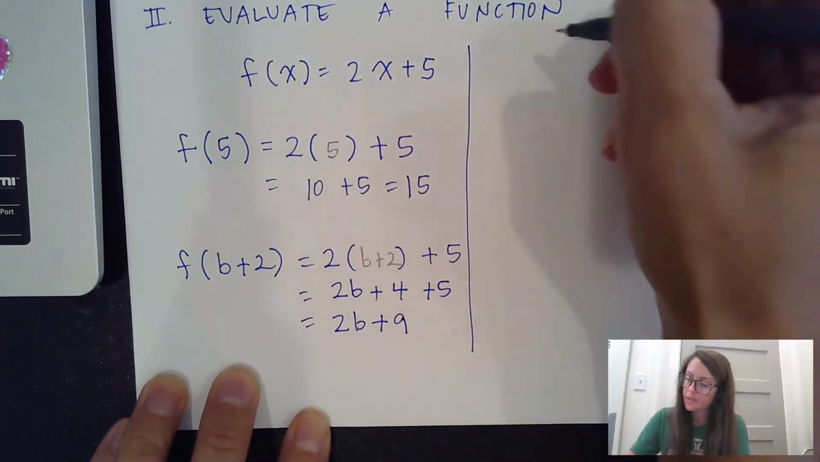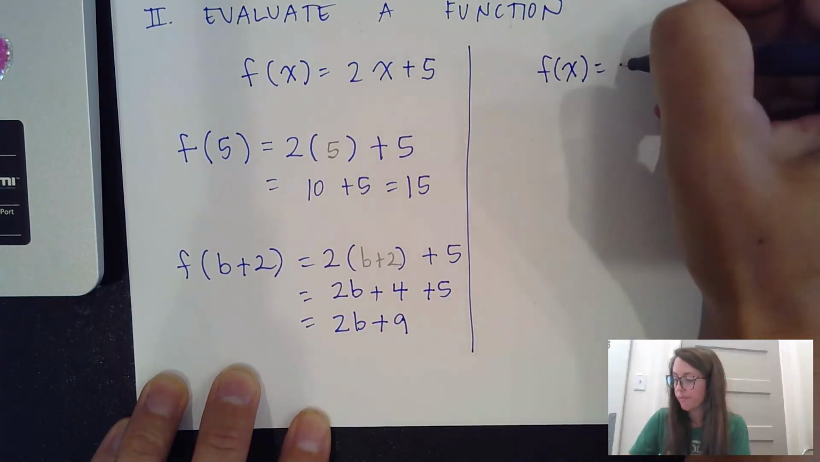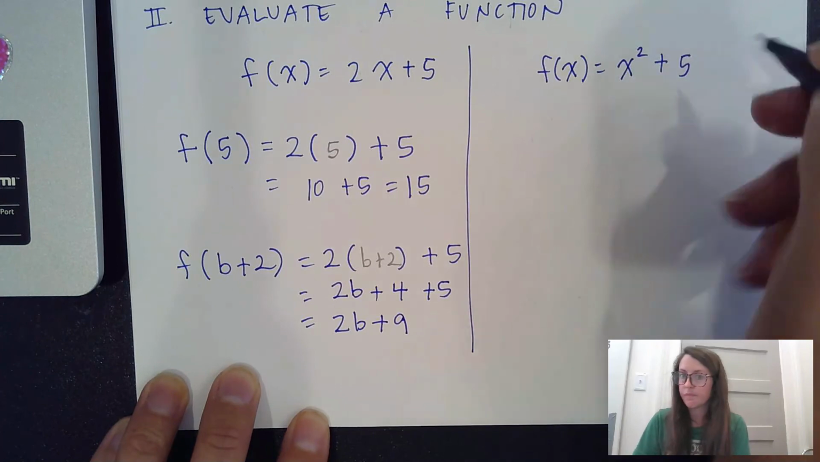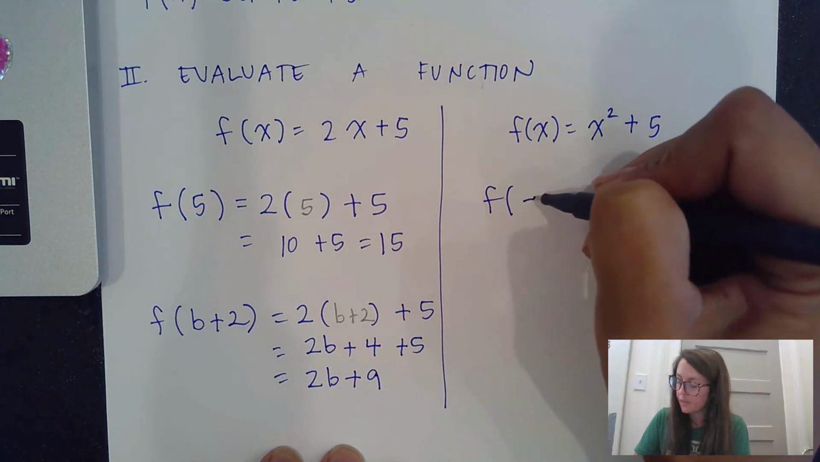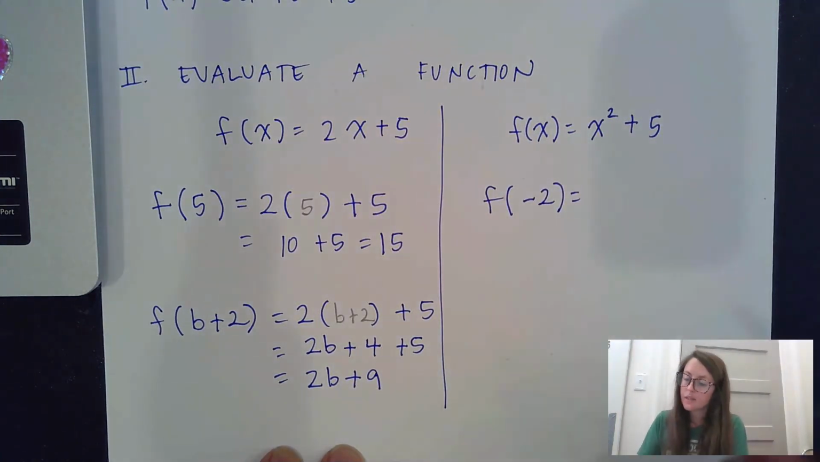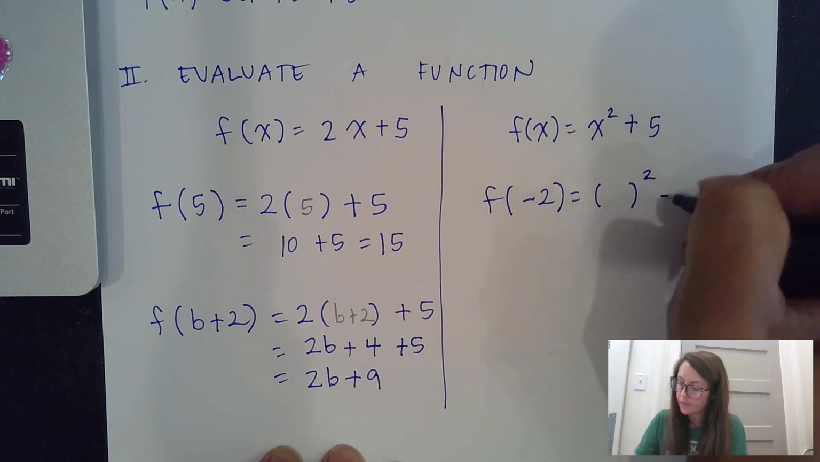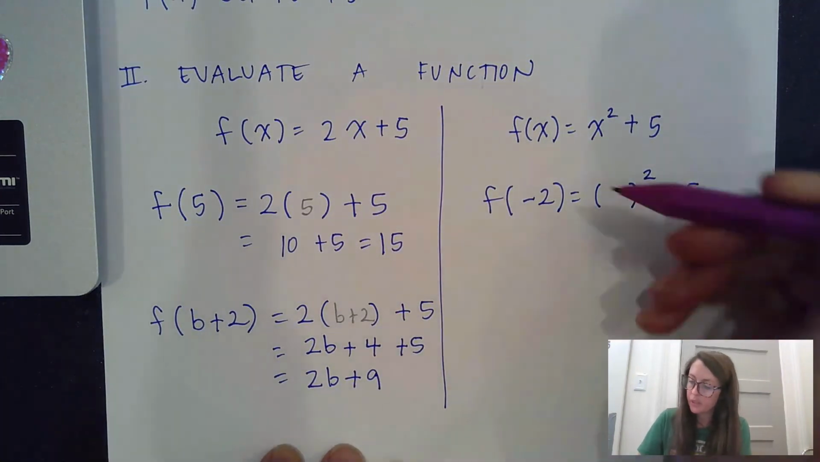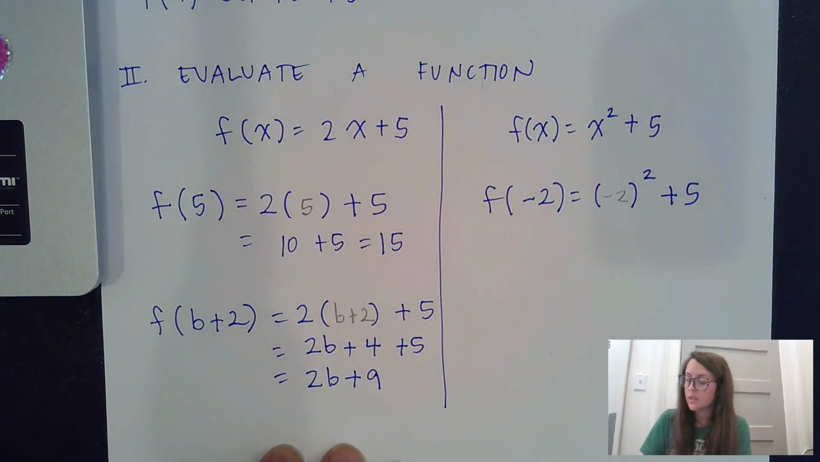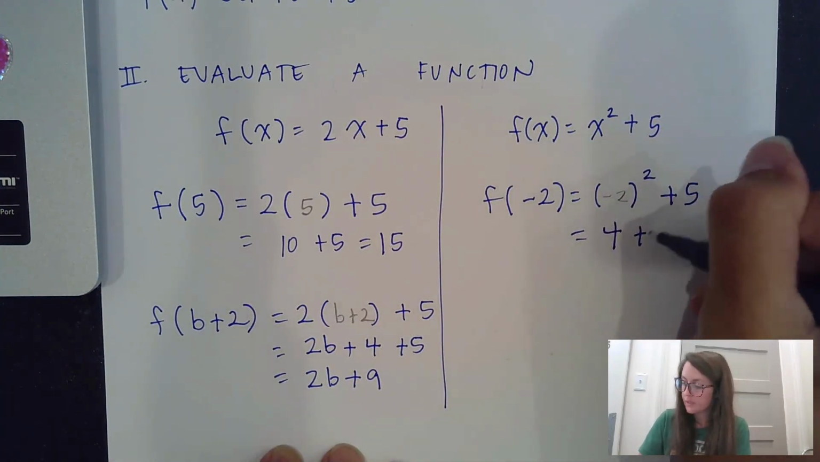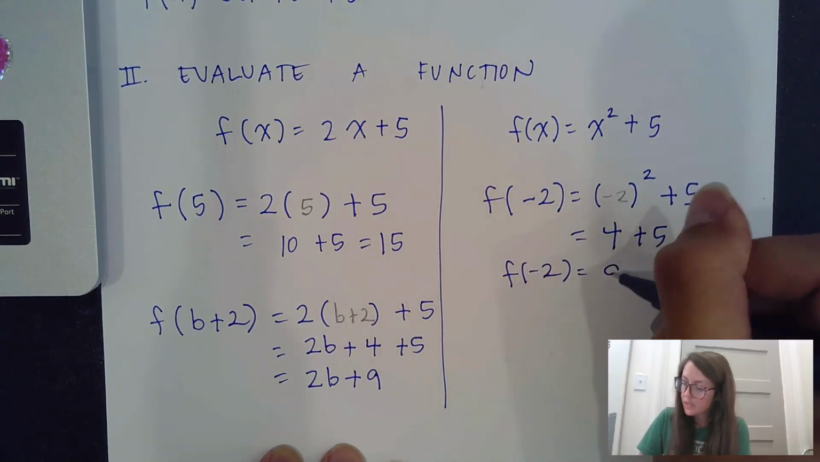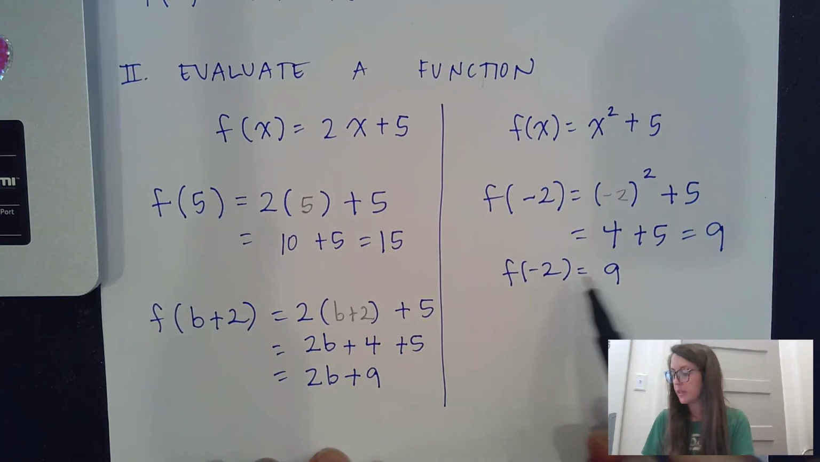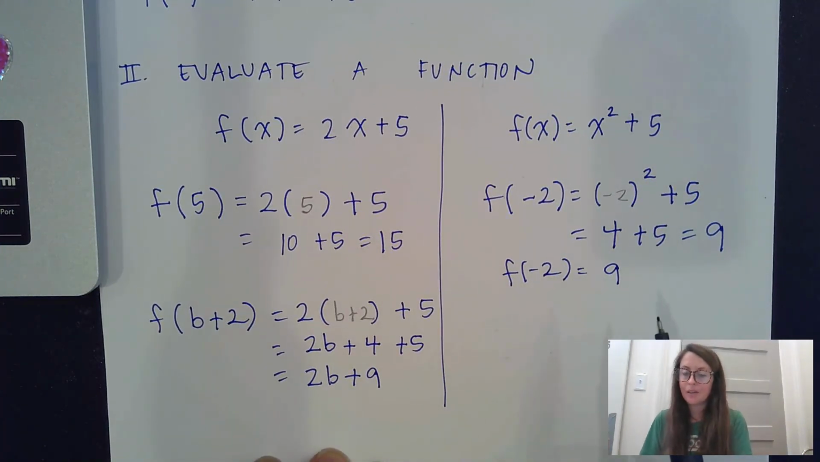All right, so let's use this function. Let's use f of x is equal to x squared plus 5, and let's find f of negative 2. That means everywhere I see an x in my function, I am going to plug in a negative 2. So negative 2 squared is 4, plus 5, which is 9. This represents that your input is negative 2 and your output is 9. So that also represents an ordered pair.